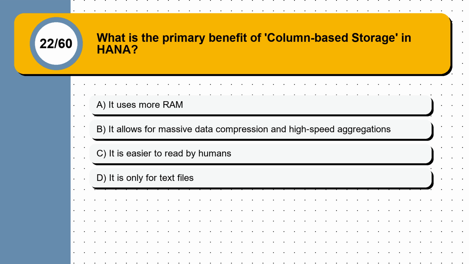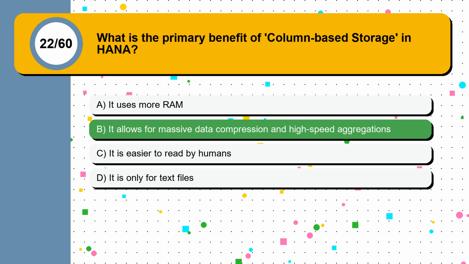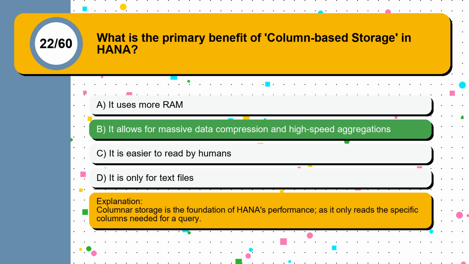Question 22. What is the primary benefit of column-based storage in HANA? Option A. It uses more RAM. Option B. It allows for massive data compression and high-speed aggregations. Option C. It is easier to read by humans. Option D. It is only for text files. The correct answer is option B. It allows for massive data compression and high-speed aggregations. Columnar storage is the foundation of HANA's performance, as it only reads the specific columns needed for a query.